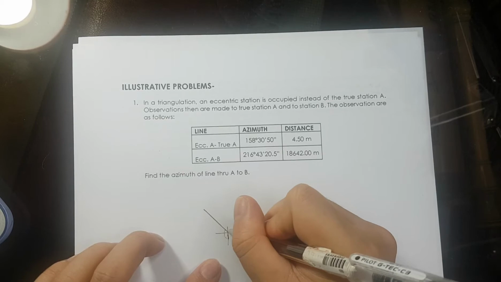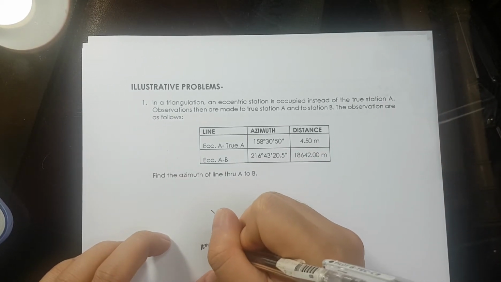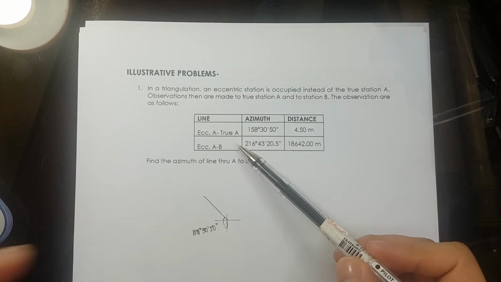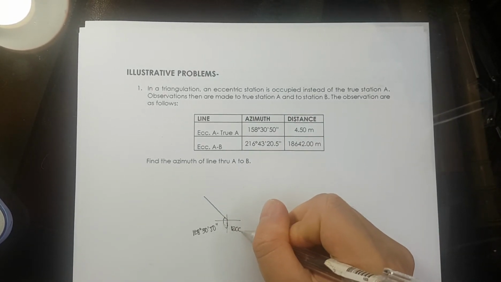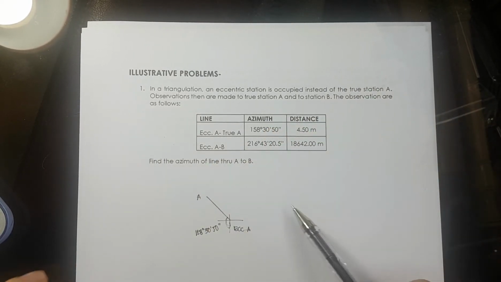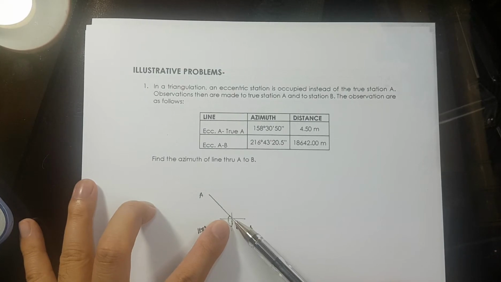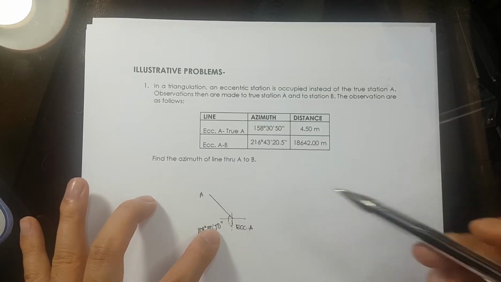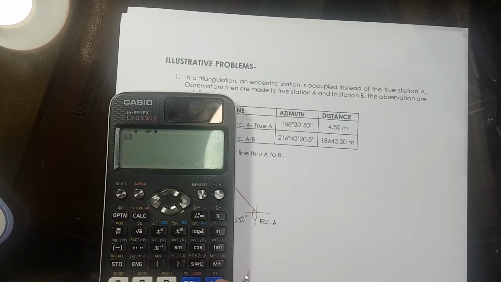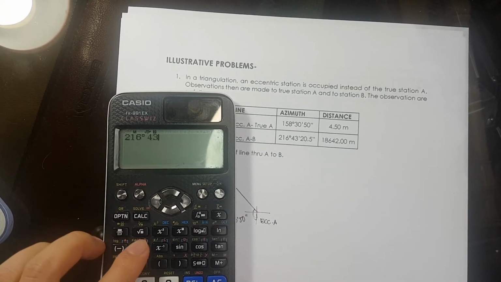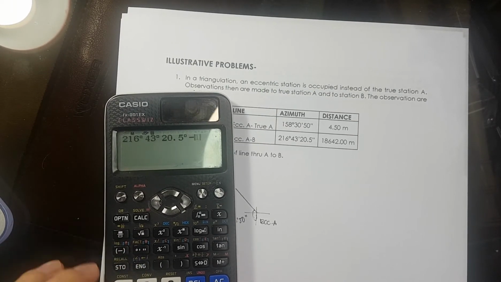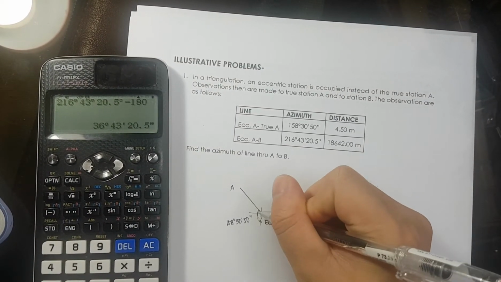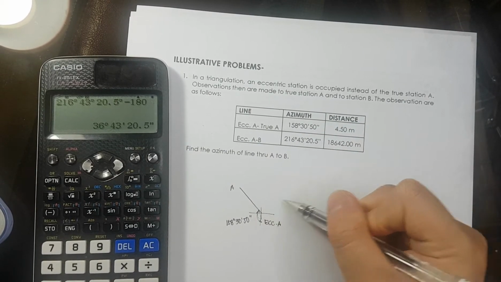So this is 158 degrees, 30 minutes, and 50 seconds. Then this is your eccentric A, then this is your true A. Then from eccentric A to B, it is 216 degrees, 43 minutes, 20.5 seconds, minus 180. So that is 36. From the south, it is 36, from the north, it is 36 going east.